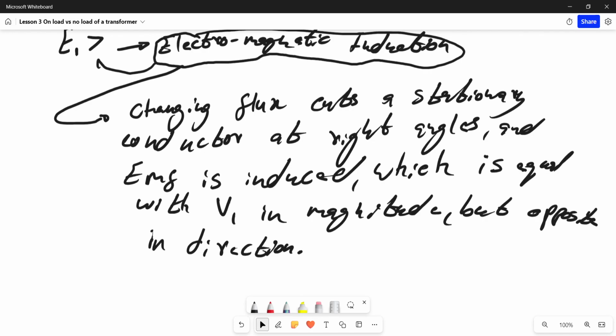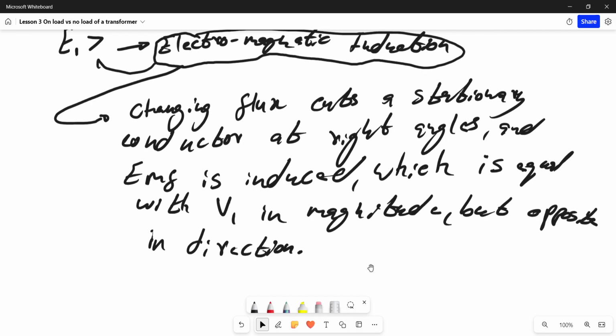So a flux that is changing cuts a stationary conductor, okay, or we can have a situation whereby things are the other way around, whereby the flux is stationary and the conductor is moving, okay. So in this case, the conductor is stationary and then the flux is moving because it is changing, okay. So when this happens, an EMF is induced which will be equal to the supply voltage, okay, in magnitude, but it will be opposite in direction to it.